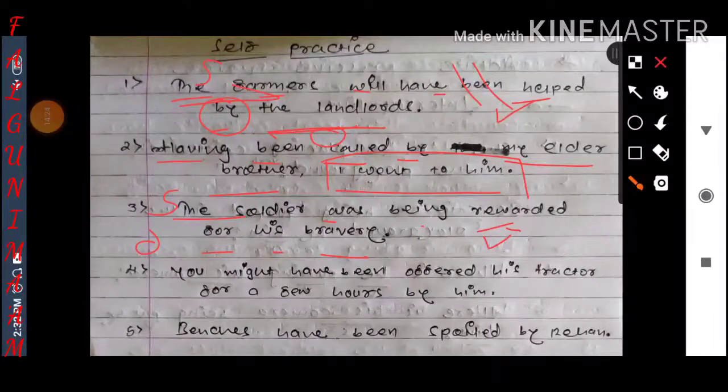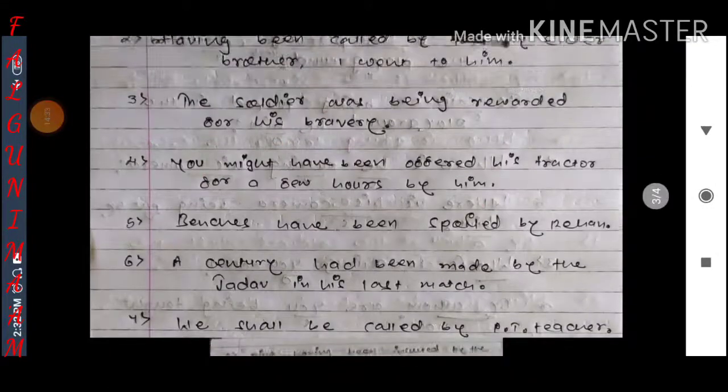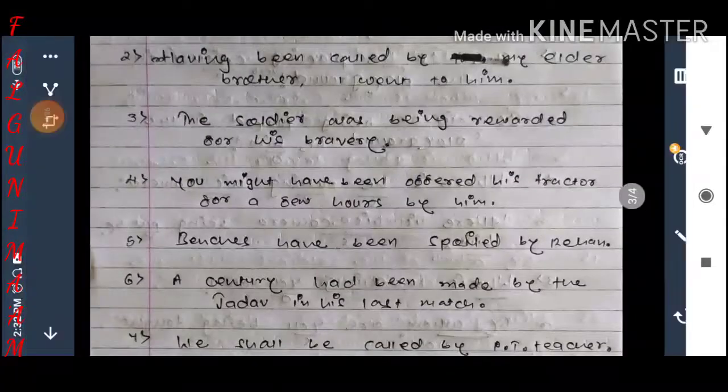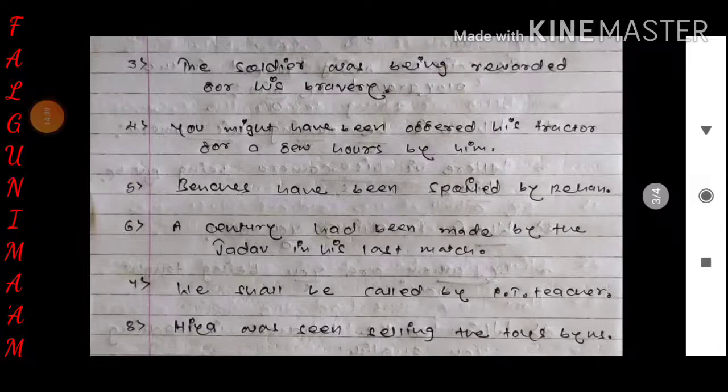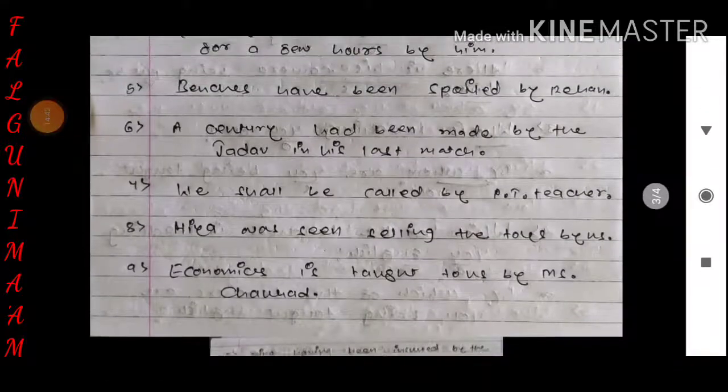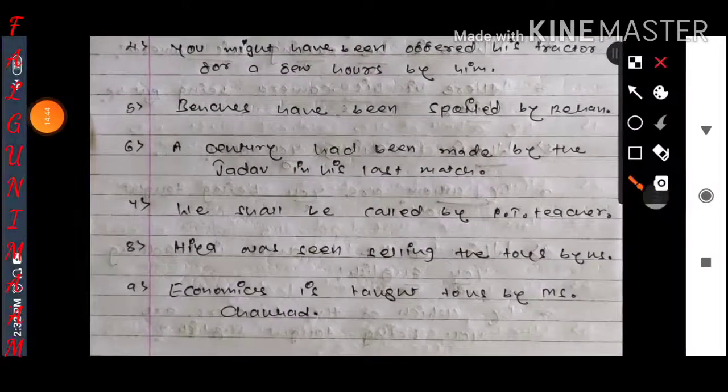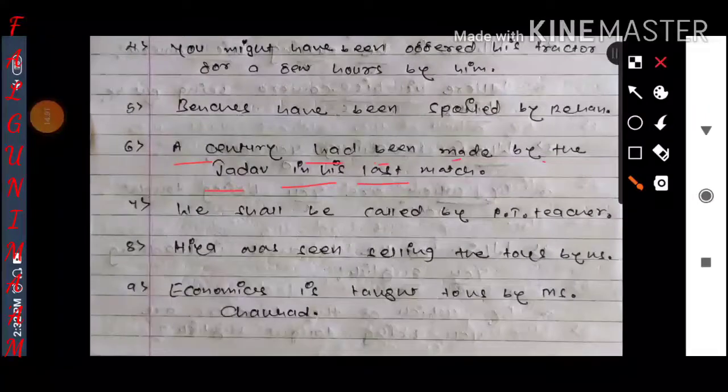Fourth one, you might have been offered his tractor for a few hours by him. Fifth one, benches have been spoiled by Rehan. Now benches have been spoiled by Rehan. This one is a passive, you have to convert into active one. A century had been made by the Jadhav in his last match.